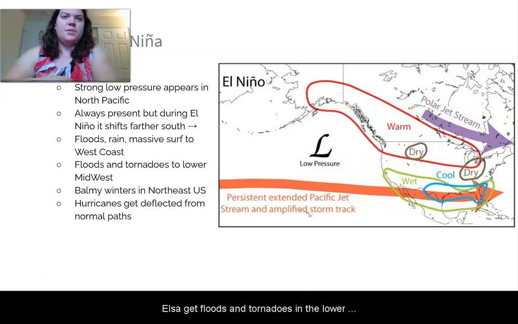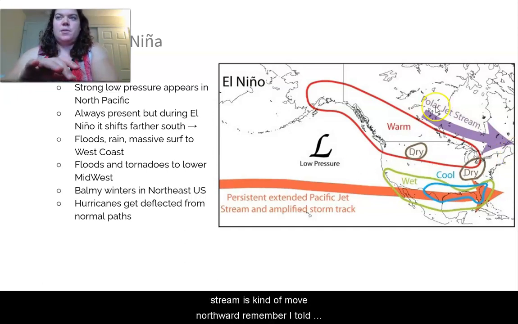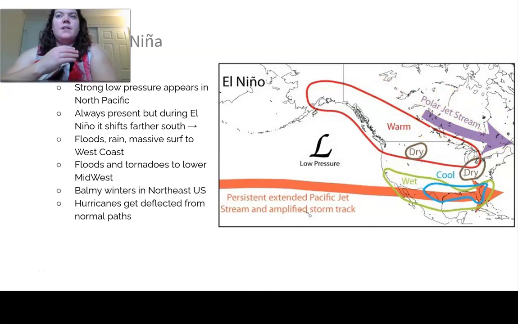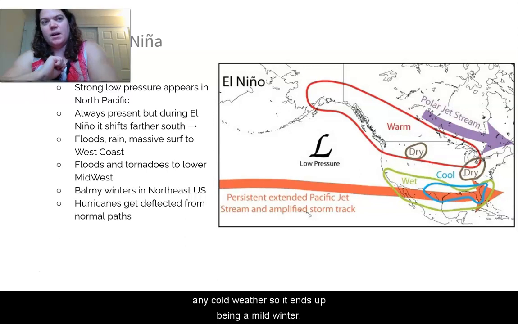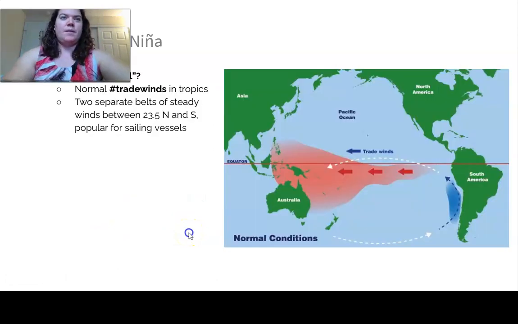They also get floods and tornadoes in the lower Midwest, and we end up having balmy winters in the Northeast United States. So notice that the polar jet stream is kind of moved northward. Remember I told you that's like the fence where the cold air can come south. So if it's being blocked up kind of in Canada, we don't get any cold weather, so it ends up being a mild winter. It can also deflect hurricanes from northern paths, which we'll see a little bit later.